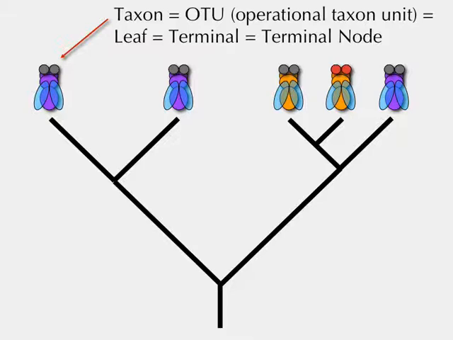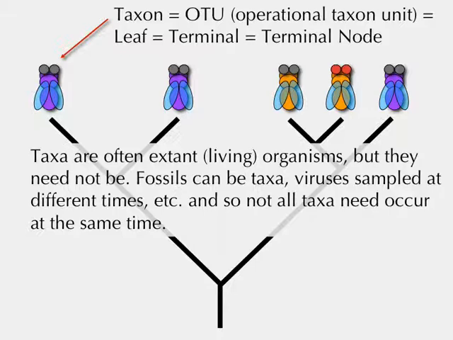Which is okay. A taxon, also called an OTU, which isn't used that much anymore, also called a leaf, also called a terminal or a terminal node. You probably hear taxon the most, or terminal. Okay. What are taxa? Well, they're often living organisms, but they need not be. Fossils can be taxa, right? Viruses at some times can be taxa. People can make phylogenetic trees of language, or of books, as they get copied and modified through time. You can make trees of many things, but for most things, we use extant organisms.